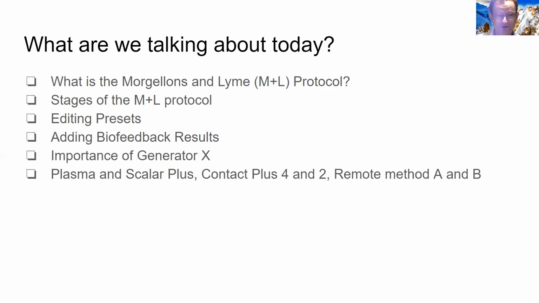So initially, we're going to talk about what is the Morgellons and Lyme, or M&L protocol. What the stages of the protocol are, and essentially why they are there. How to go through the process of editing the presets. Because when you hear the phrase editing presets, it sounds like, oh my word, that's a bit too complicated for me. All right, it just sounds like it. But the fact of the matter is, it probably isn't anywhere near more complicated than something you would do on Microsoft Word or Excel anyway. It's just a question of knowing how the layout of the software works and how to put things together. Okay?